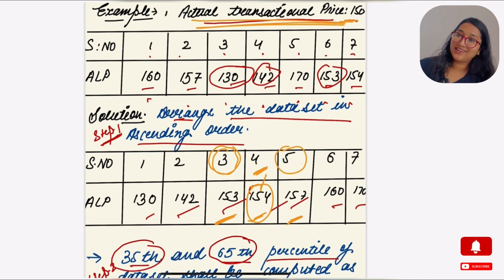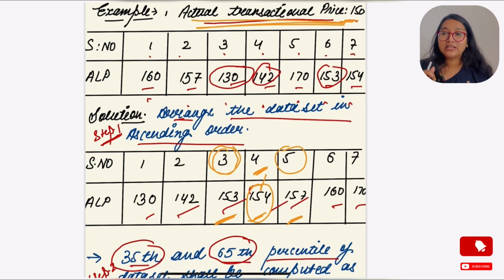2.44 rounds off to 3, and 4.55 rounds off to 5. So 3 to 5. Let's check these numbers from the table: 3 is 153 and 5 is 157. The range is going to fall under 153 to 157. Is this clear? What if my actual transactional price does not fall under this range? If it is falling under this range, then my actual transactional price would be the arm length price, right?